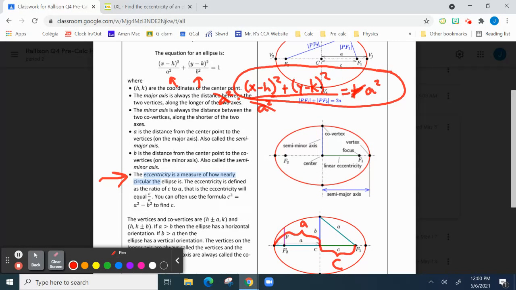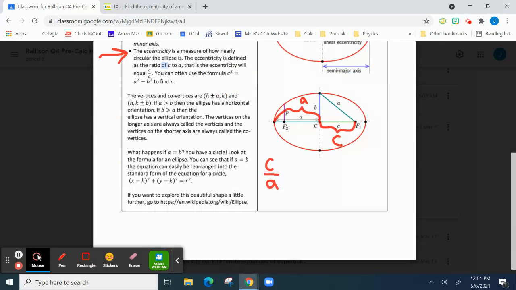Because A is the radius, the distance from the center to a vertex. So A is the radius, and if the foci come together at the center, you end up with the equation of a circle. Isn't that cool? I think it's cool.